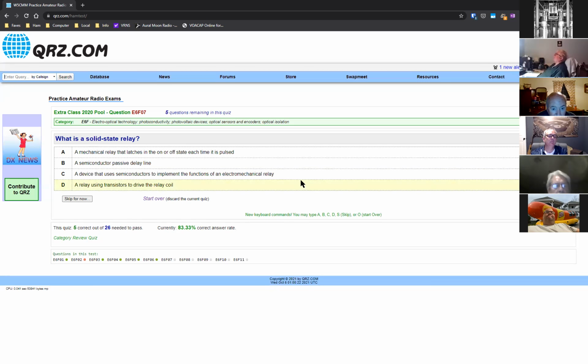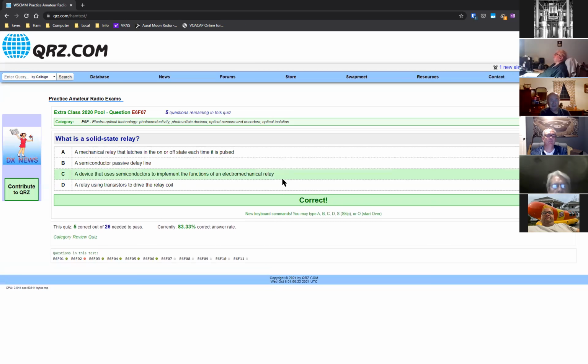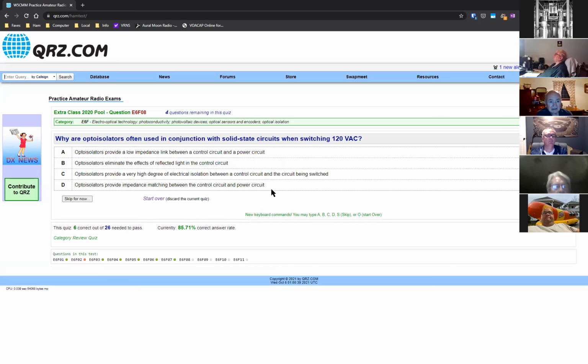C. Yeah, that's C. Just a solid state version of an electromechanical relay. Why are optoisolators often used in conjunction with solid state circuits when switching 120 volts AC? C. Yeah, you're going to have good isolation.